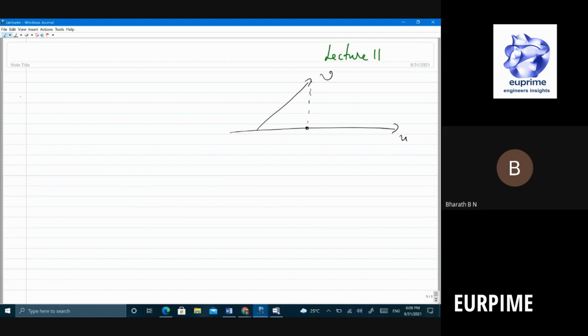So let me just write one thing. You take a vector, okay? So let X be in Rn. It's a vector in Rn. And X perp is orthogonal to X.